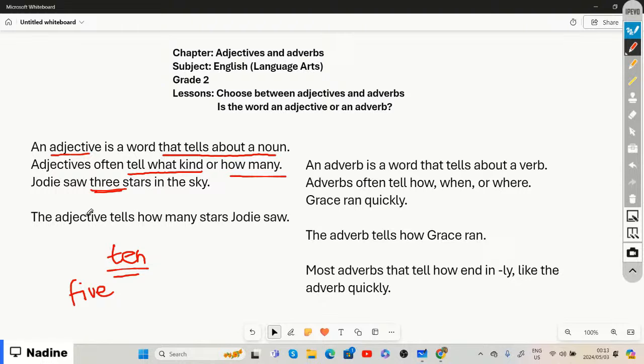All right. So now we have an adverb, right? And an adverb is a word that tells you about the verb. It's the action word, it's a doing word. And adverbs, they often tell us how, they tell us when, or they tell us where. So how, when, or where.